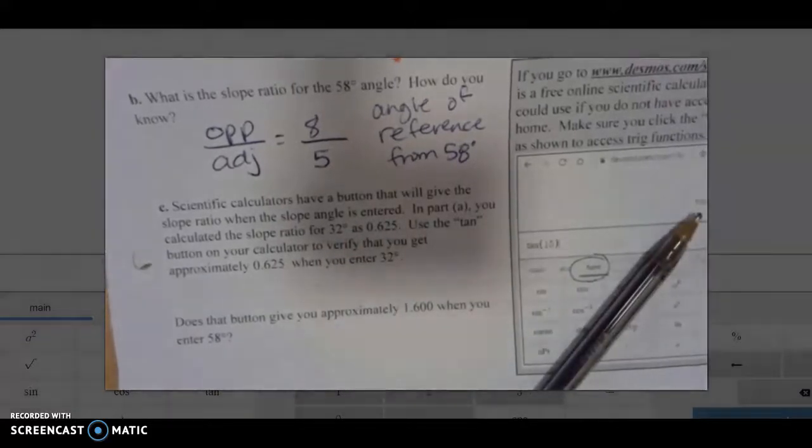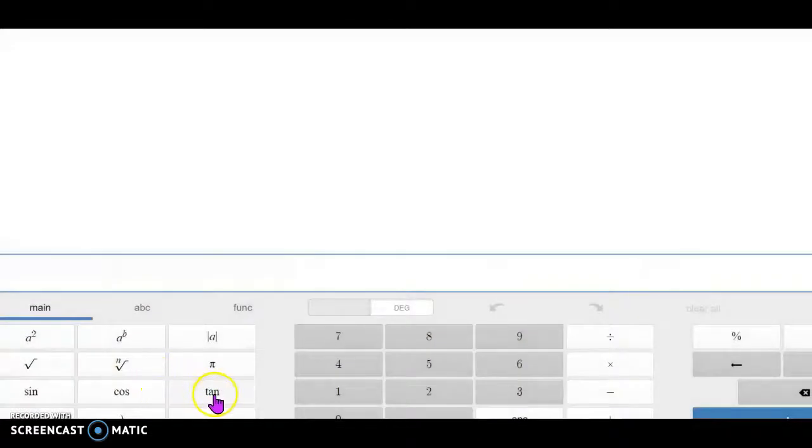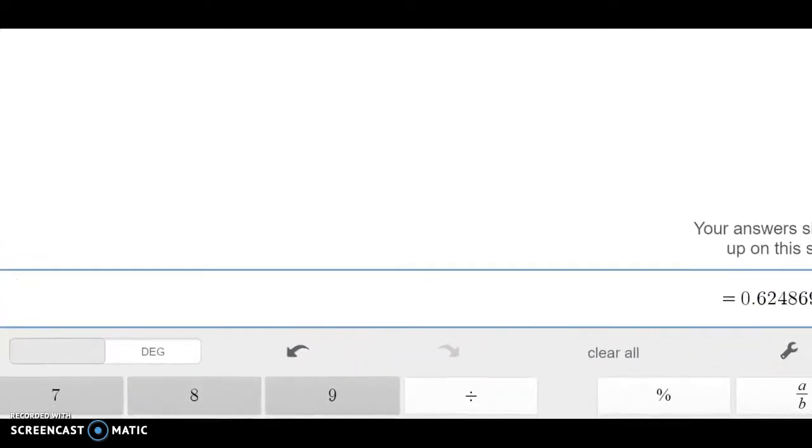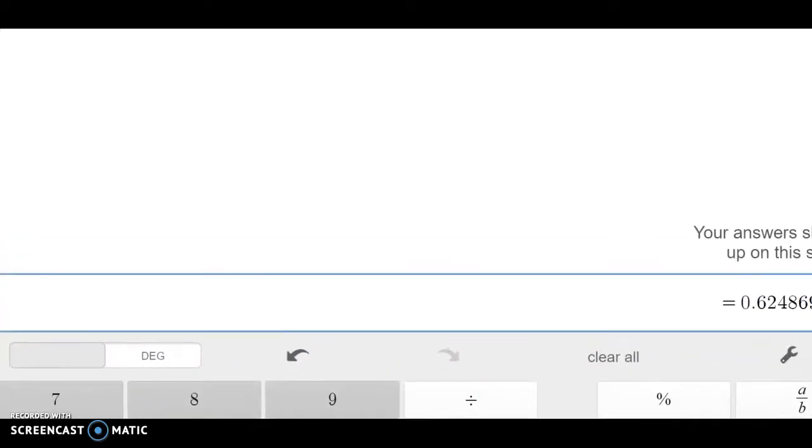So if I go back to my calculator, and I'm going to hit tangent 32, and well, it's kind of cut off on how my computer is, but you can see right over here on the left it says tangent 32, and then your answer comes over here. My screen cut it off a little bit. Oh, you know what? I can make it bigger and go like this. Okay. So on this side it says 0.6248, and the paper said 0.625.